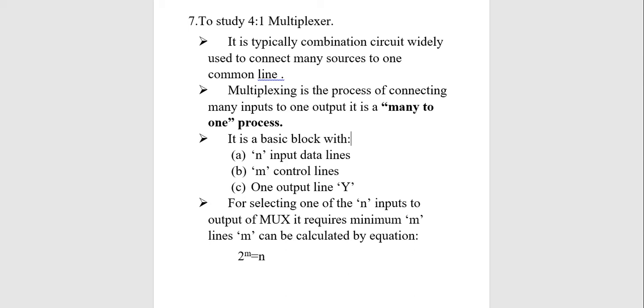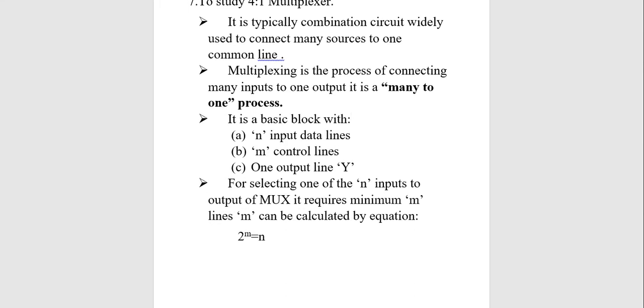Now here we will study about the 4:1 multiplexer. Now students, a multiplexer is typically a combination of many inputs and one output. It is a combinational circuit widely used to connect many sources to one common line. So many sources to one common line means you have a number of inputs, and depending upon those inputs you have one common output line.